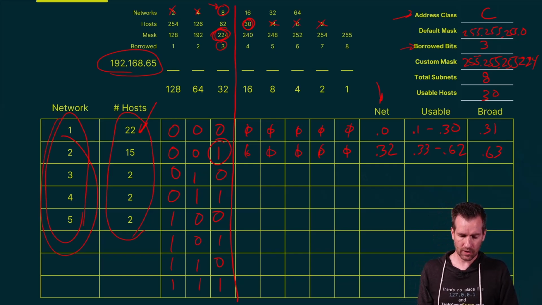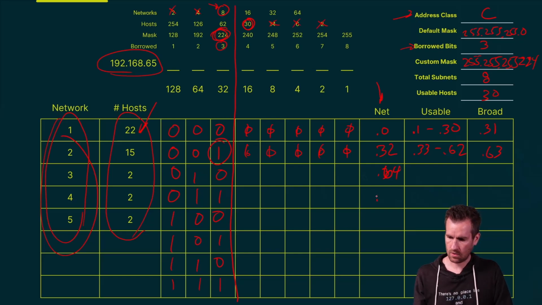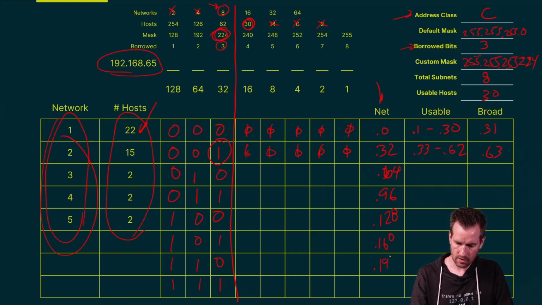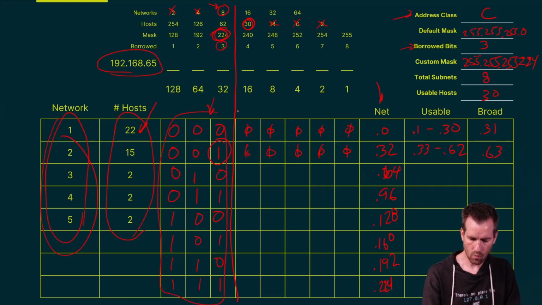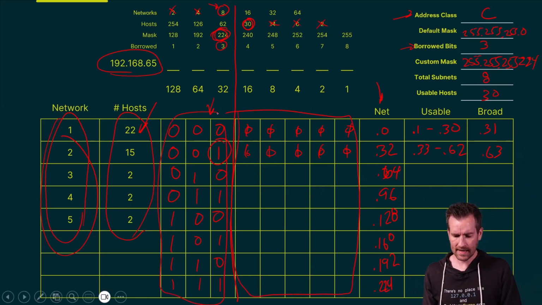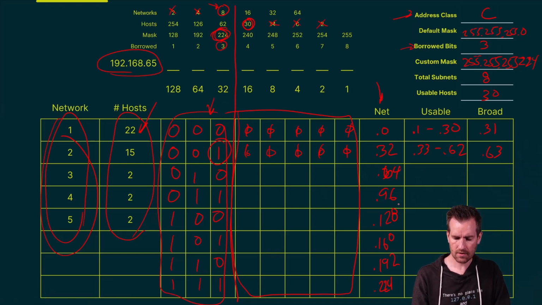Now, one way I could shortcut this is start looking for patterns. I know that this is going to increment by 32. So I can go .32, .64, .96, .128, .160, .192, and .224. And once again, I'm just using this first part to figure all that out because the rest of them I know is going to be all 0. Once I do that, then I could just do the subtraction. I know that this range is going to end where this range picks up.